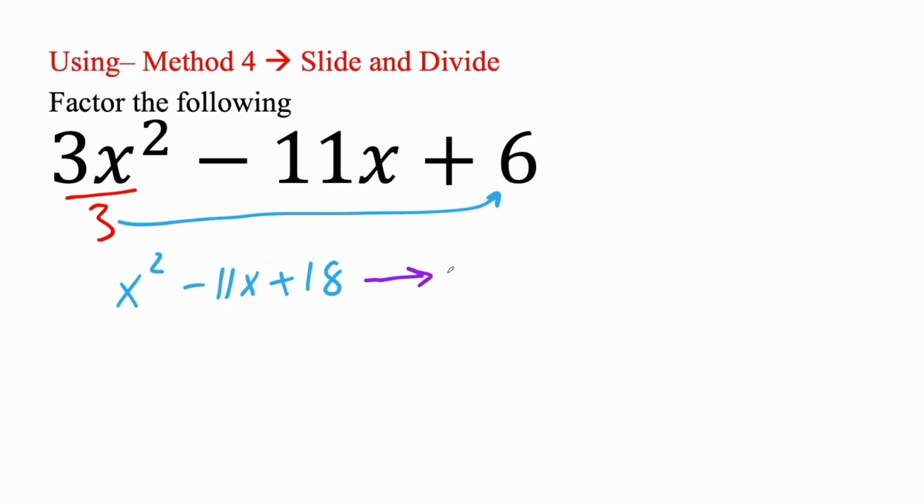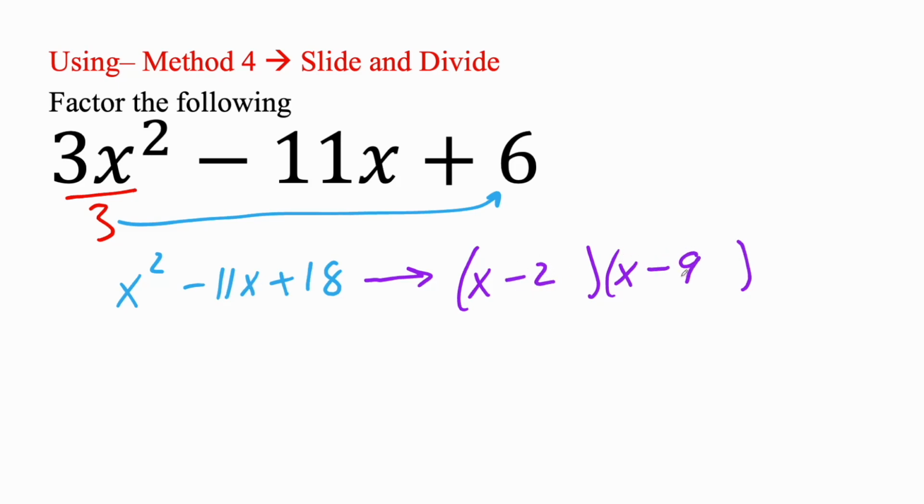But for now, what we're going to do next is just pretend we have this and we're going to factor it. So it's an x squared, which is a lot easier to work with than 3x squared. X squared, there's really only one way to get it. It's x and x. Then we have 18, and we think to ourselves, what two numbers multiply to give you 18 but add to give you negative 11? And that's going to be negative 9 and negative 2.